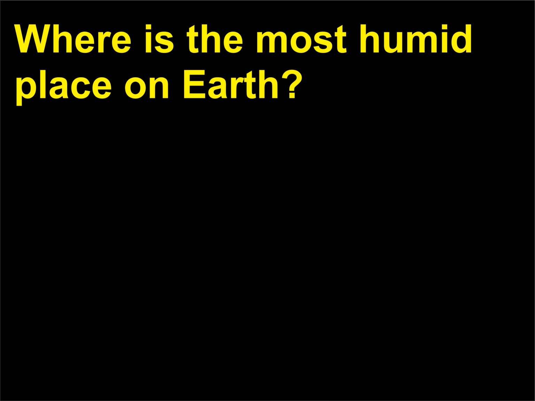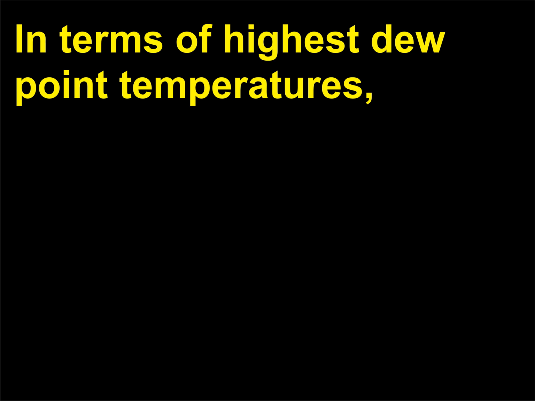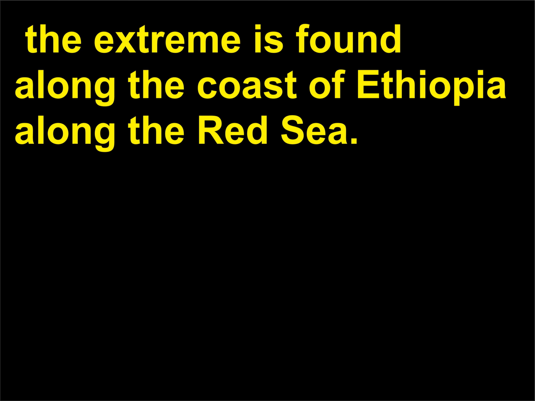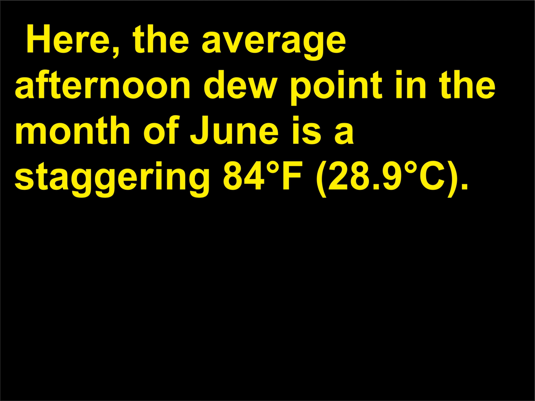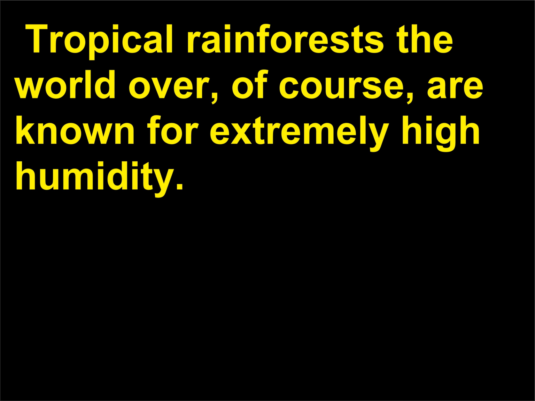Where is the most humid place on Earth? In terms of highest dew point temperatures, the extreme is found along the coast of Ethiopia along the Red Sea. Here, the average afternoon dew point in the month of June is a staggering 84 degrees Fahrenheit, 28.9 degrees Celsius. Tropical rainforests the world over, of course, are known for extremely high humidity.